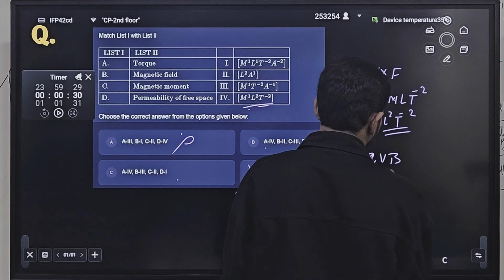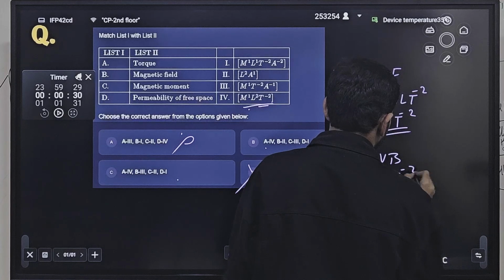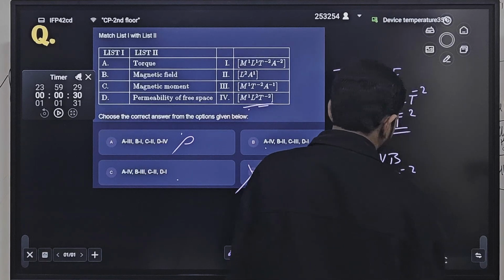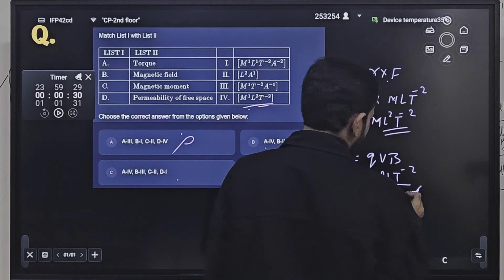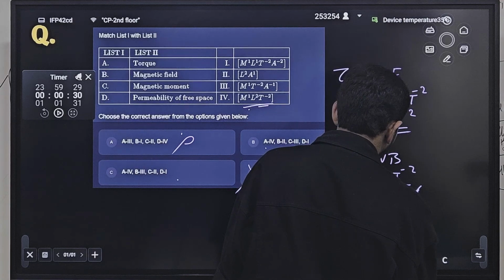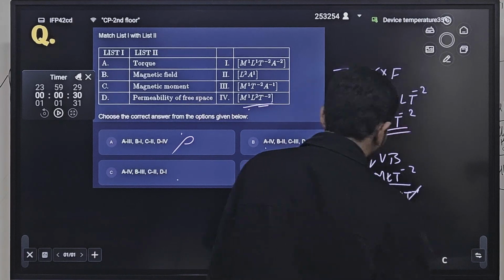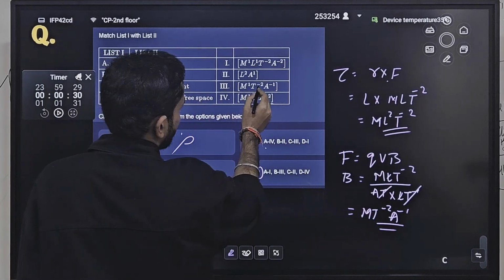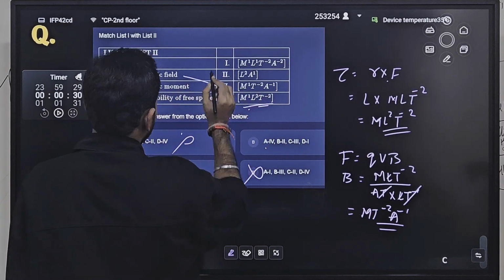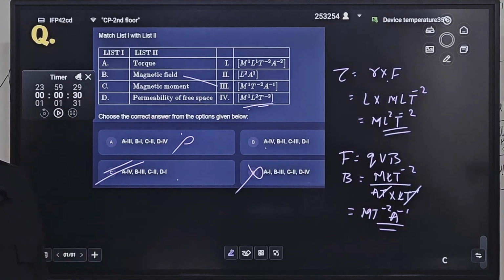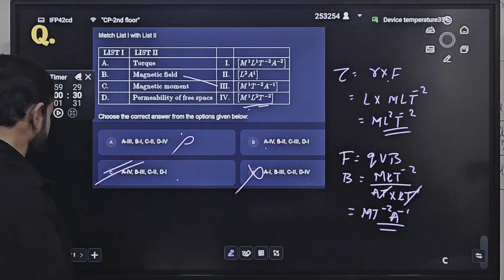I can simply say force, M L T minus 2, divided by charge, A into T, and velocity, L T minus 1. This T cancels. This L cancels. What is left? M T minus 2 A minus 1. Check which option is coming correct for B. M T minus 2 A minus 1. This option is coming correct. C option is coming. Any doubt?